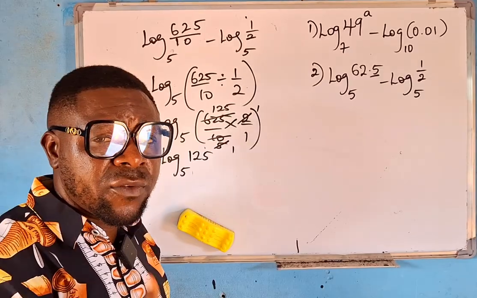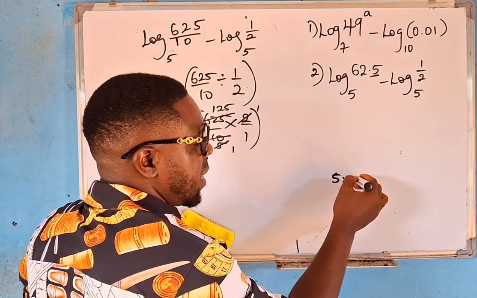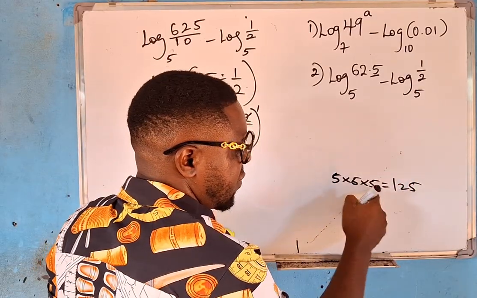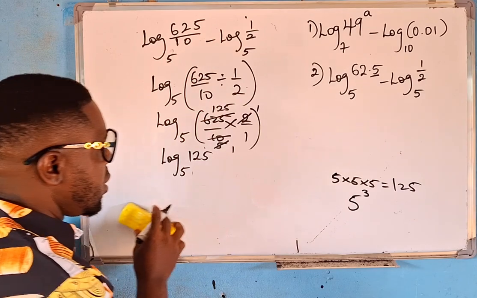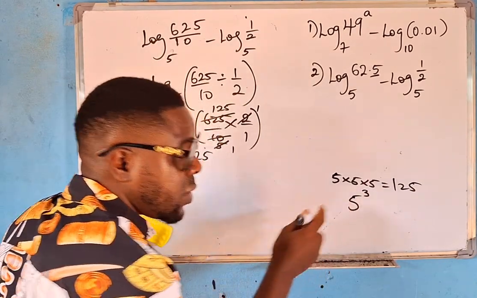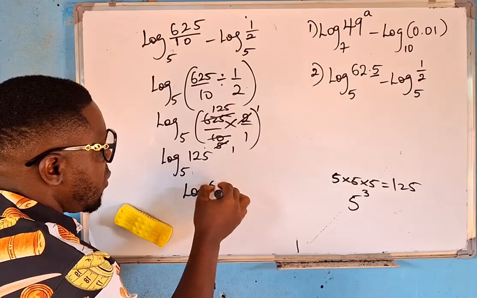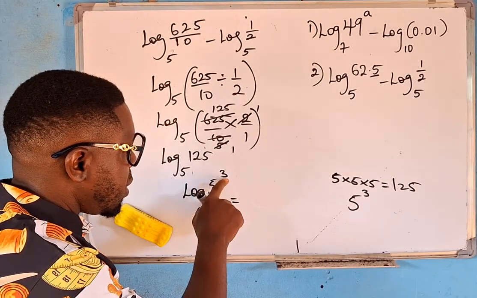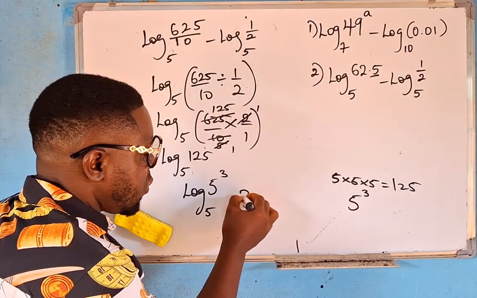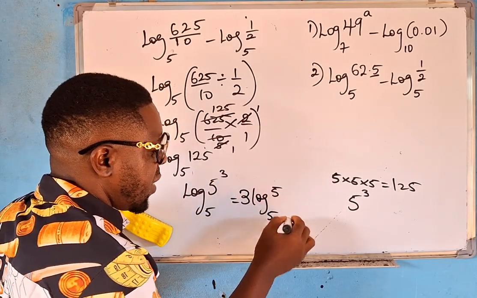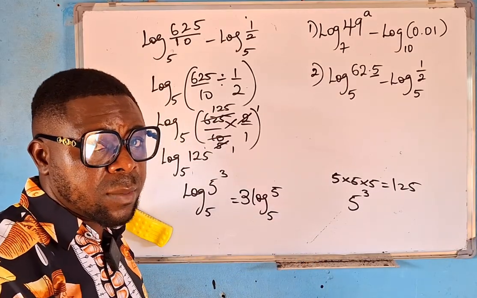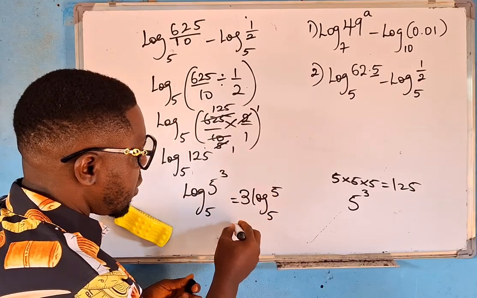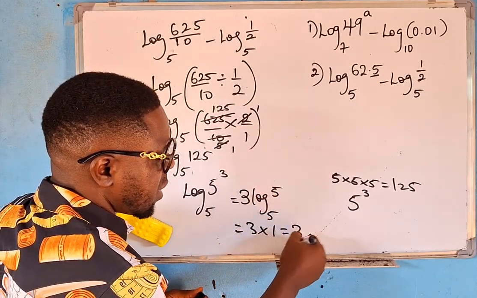And 125 can be changed to a base of 5. Meaning that if I multiply 5 3 times, I will get 125. And 5 3 times is just telling me 5 to the power of 3. So I'll remove 125 and replace it with 5 to the power of 3. So this will give me log 5 to the power of 3 base 5. Applying our index law, the power will come and multiply the log. So this will give me 3 log 5 base 5. And when we have the same log and the same base, that is logarithm to its base, it is 1. Meaning that log 5 base 5 is 1. So I'll now have 3 times 1 and my answer is 3.